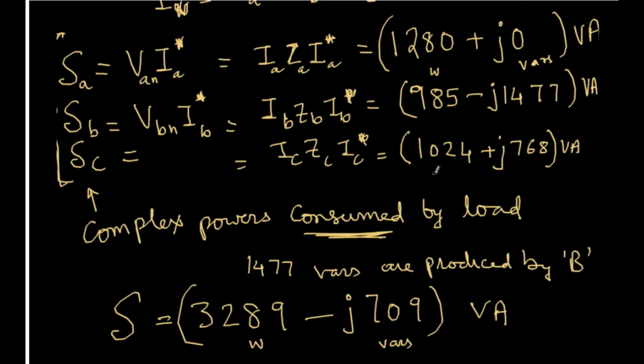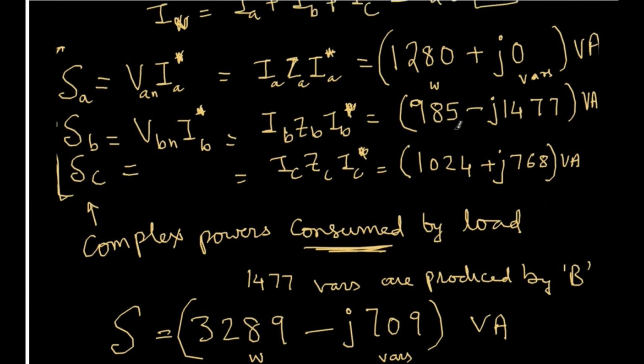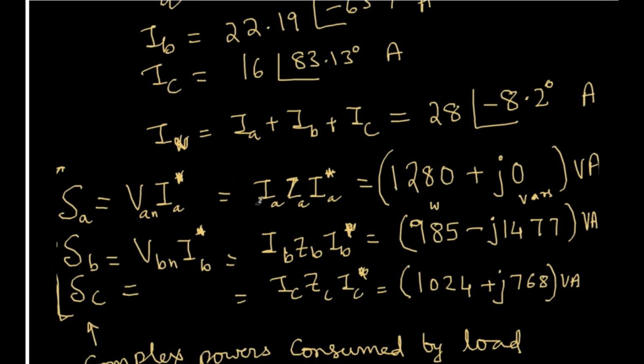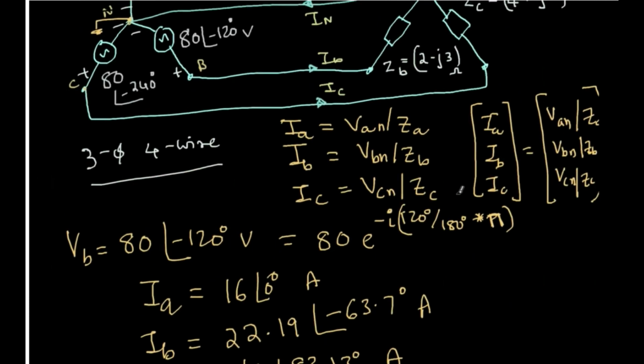All right. Another thing you notice is that when I use this formula IA, ZA and IA, these are all the power consumed by each phase. These quantities are exactly the same. These are also the power supplied by each phase. So there's no interference or interaction between the phases because it's a three phase four wire system.